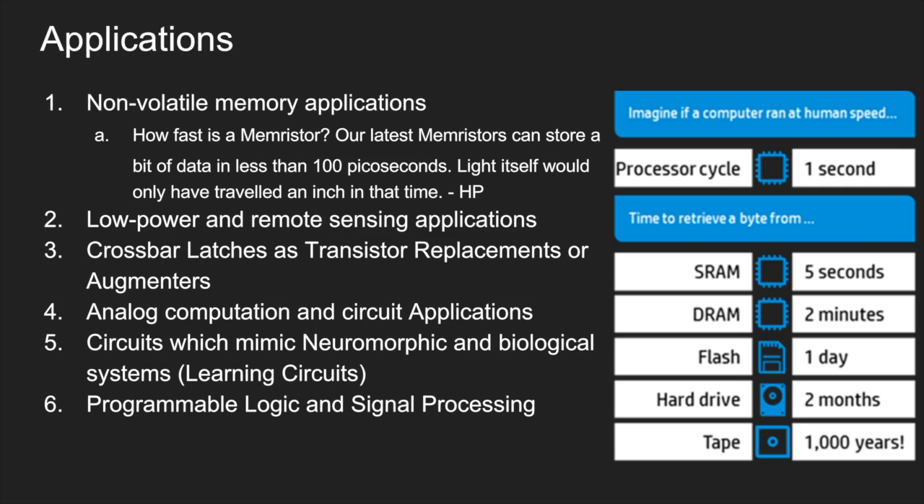There are also low power and remote sensing applications for memristors. They can also be used as crossbar latches, as transistor replacements or augmenters. They can do analog computation and circuit applications, and they can also be used in circuits which mimic neuromorphic and biological systems, and those are applied into learning circuits, kind of just like our brains ourselves can learn. And then they can also be used in programmable logic and signal processing.